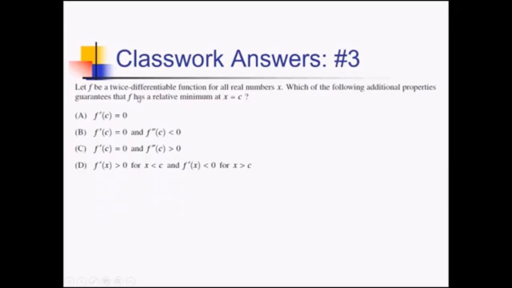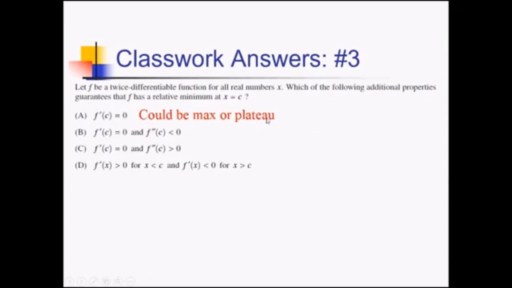For this problem, we've got some twice differentiable function f, and we want to know which property guarantees f will have a relative min at x equals c. So let's just go through them and see what we can eliminate. First one, f prime of c equals 0. Well, that would be a good start, but it's not enough. For one thing, that could be a max that we just found, or it could be a plateau.